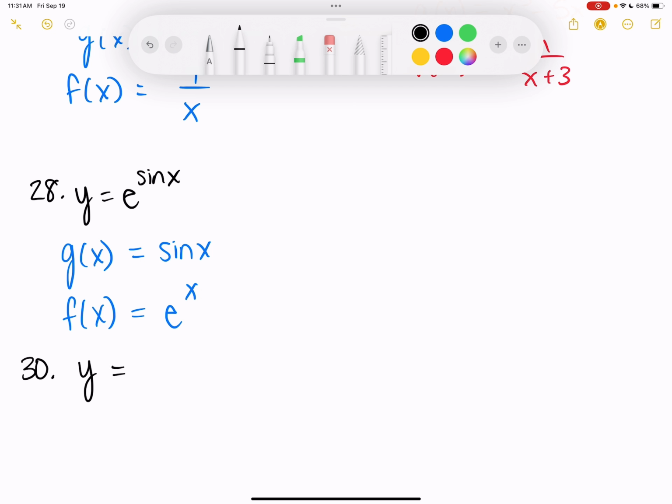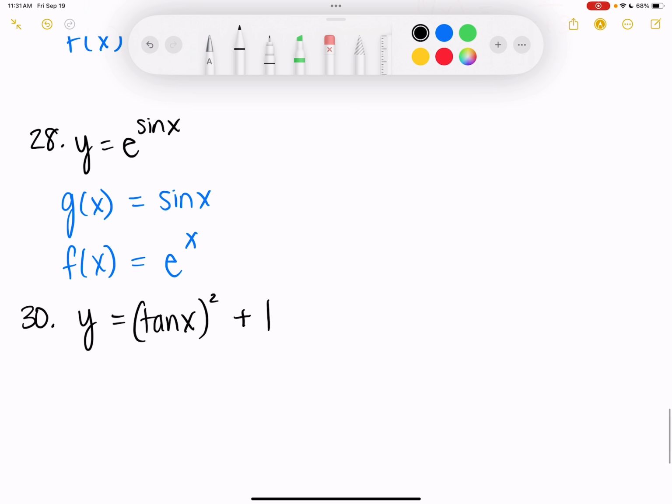You said 30. Y equals the tangent of x squared plus 1. G of x would be, no, it would just be tangent of x is the g of x, and then x squared plus 1 is f of x. Yep.